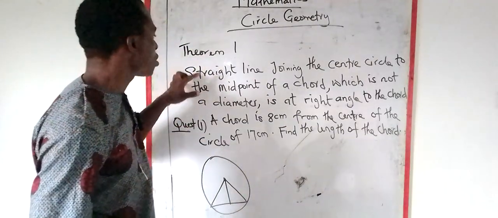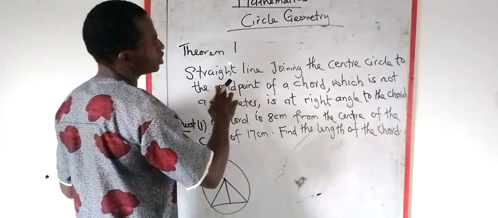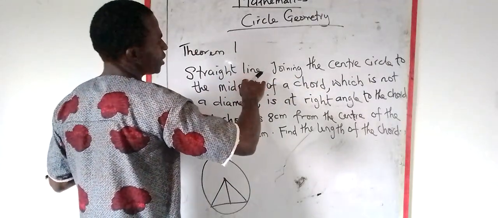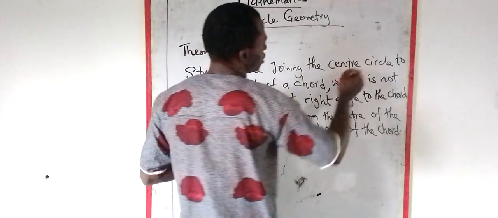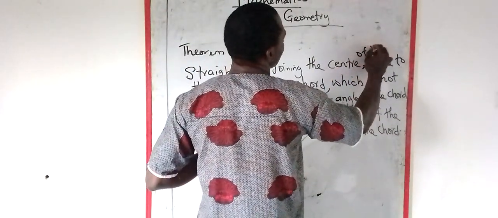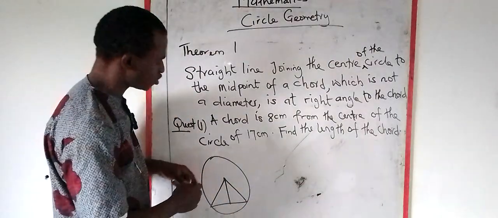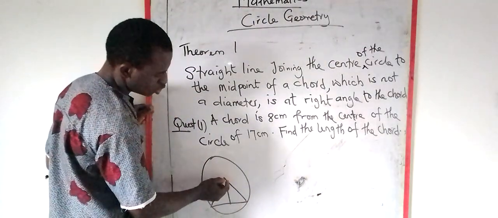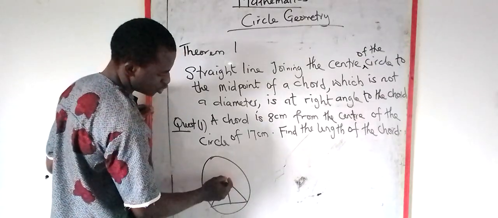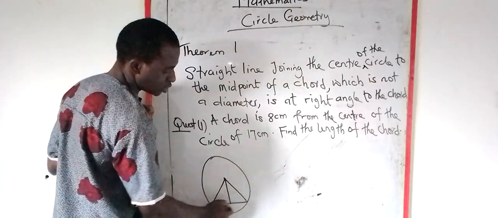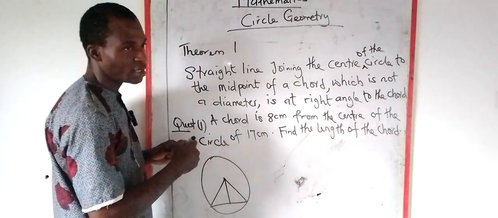I will call it circle theorem 1. From what you can see there, it says: the straight line joining the center of the circle to the midpoint of a chord. This straight line joining the center of the circle to the midpoint, that is the midpoint of the chord, which is not a diameter.